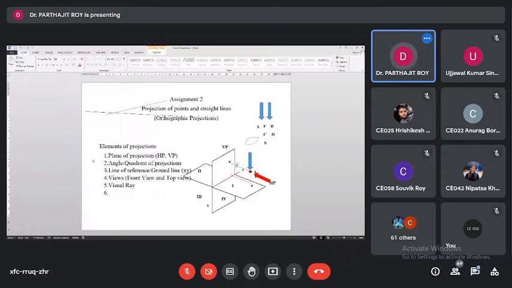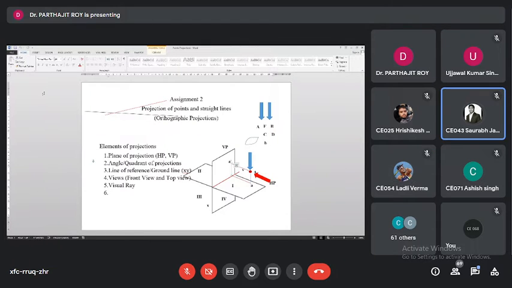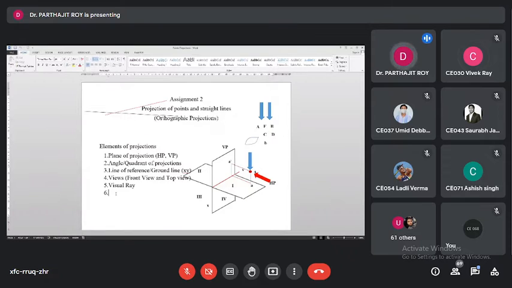Okay, let us start. Good morning, all of you. Good morning, sir. Good afternoon, sir. So our next element will be projector.